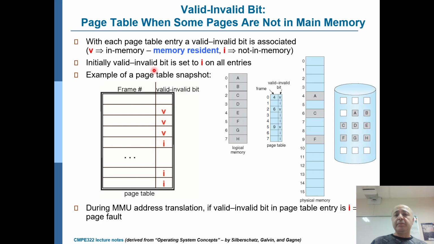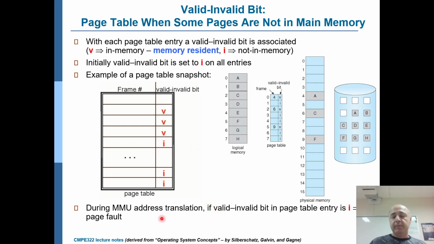Initially, the valid-invalid bit is set to invalid for all entries because you don't want to bring in any entry. The first time you try to access an address, it will cause what we call a page fault. A page fault is not a real error. A page fault is trying to access a page which should have been there, but it's not there.